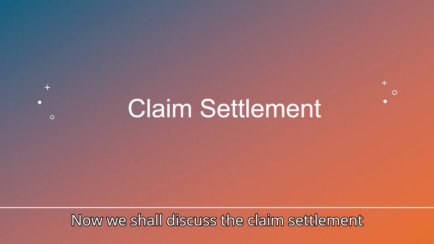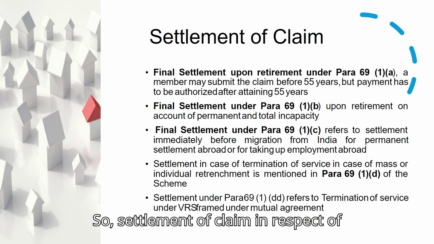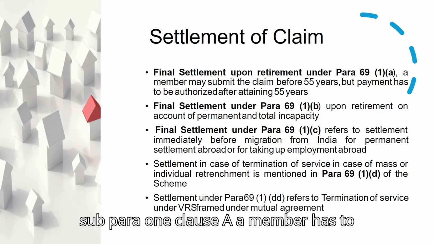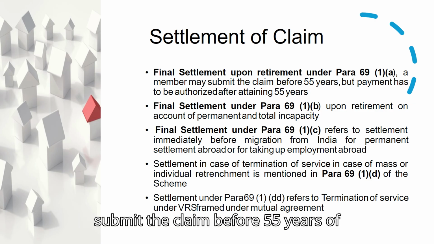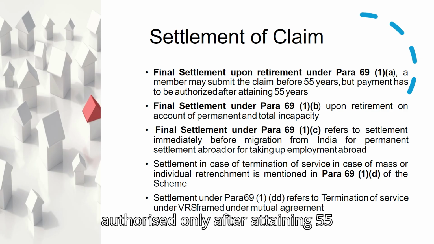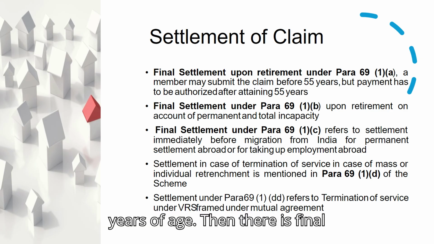Now we shall discuss the claim settlement process. Settlement of claims in respect of final settlement is made under Para 69 Subpara 1 Clause A. A member has to submit the claim before 55 years of age, but payment can be allowed or authorized only after attaining 55 years of age.